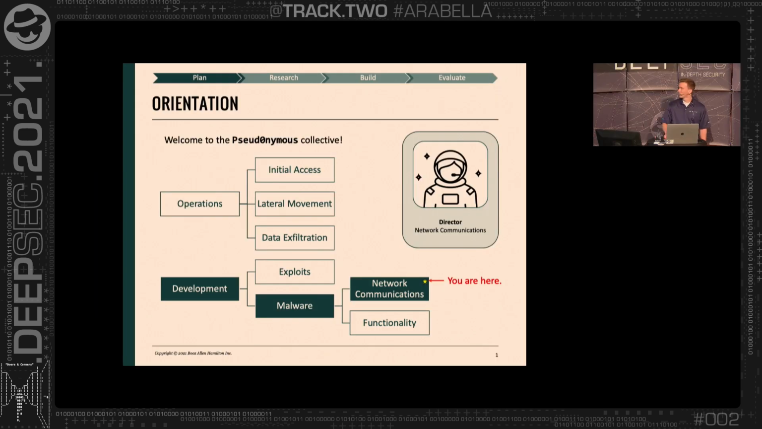But first, I'd like to welcome each and every one of you to the new hacking organization, Pseudonymous. I don't know if there's an existing Pseudonymous, and we have no relation if there is. This is definitely a totally not lame group that we're joining. You and I together today will be in charge of network communications in our malware development department. Malware is something we deploy when we get access to a target. It is something we leverage in order to accomplish our objectives. So it's very important that we can communicate with it reliably and covertly.